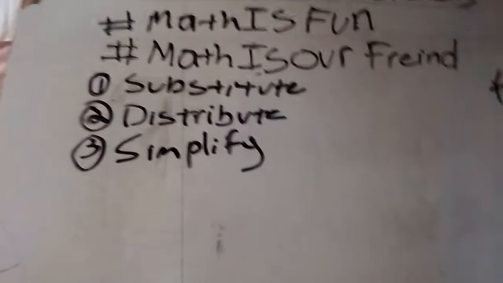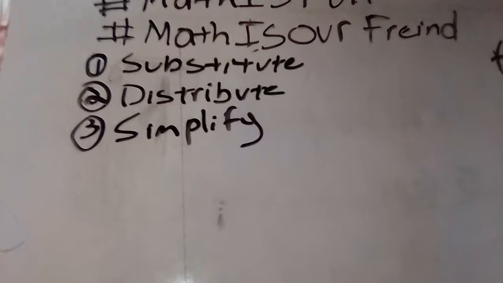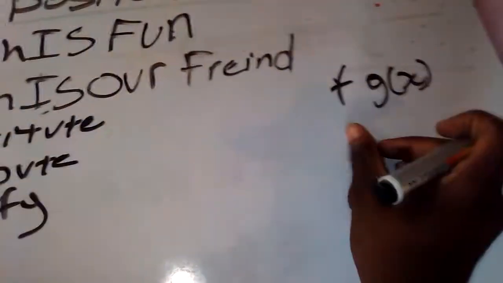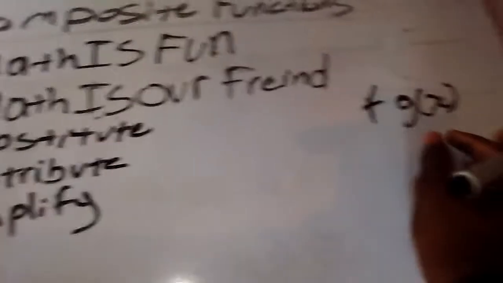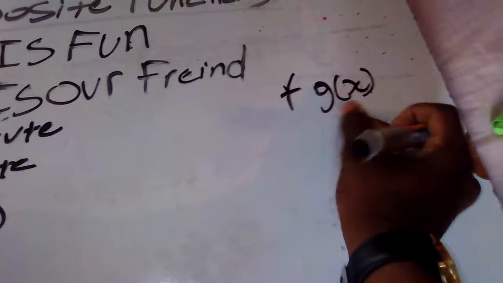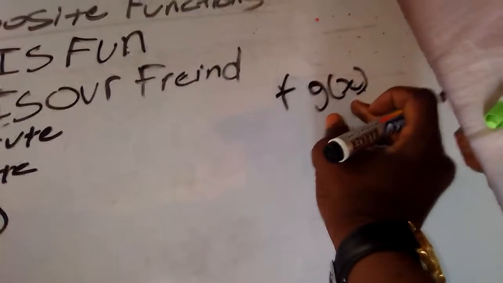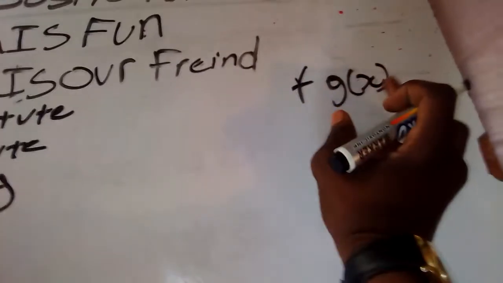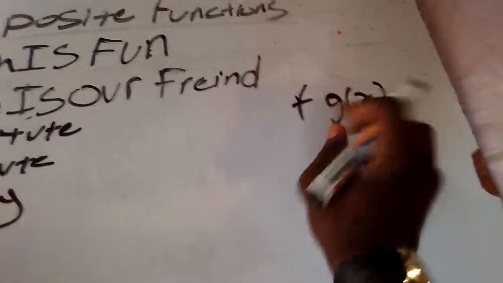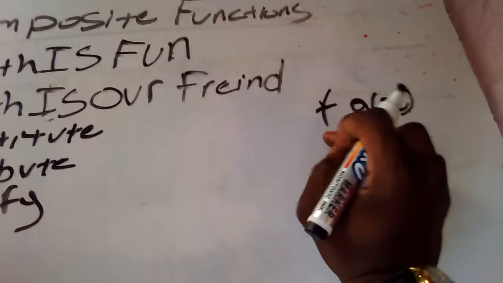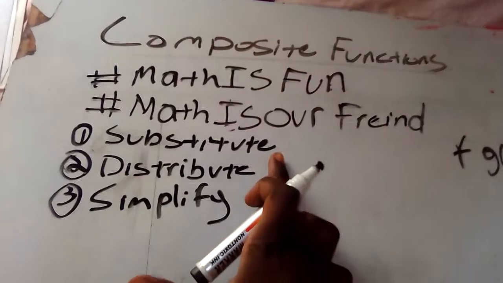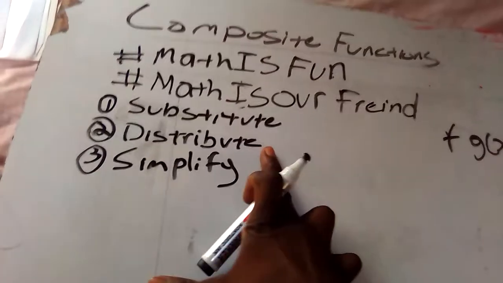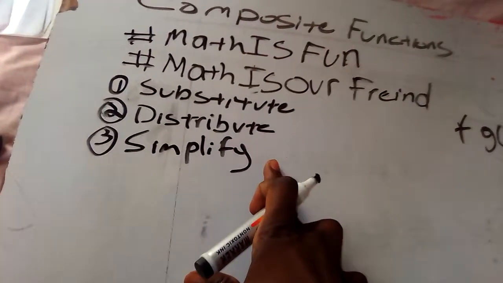Alright, so again, we're going to do composite functions. There are three things we're going to do. Substitute. This is where, if you have f of g of x, you substitute what is closer to the x. Like you have g of x, which is closer to the x, that means you put this function into the function here. Really and truly, it is substitute this into the function that is ahead of it. So the first thing is substitute, the second thing is distribute, and the third thing is simplify.